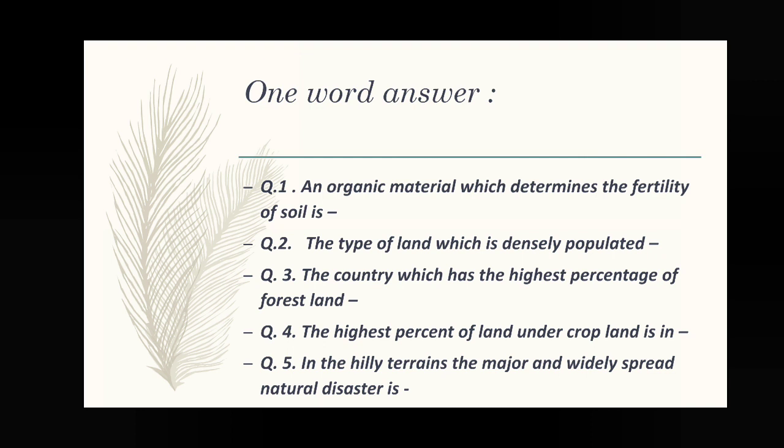Type of land means, here I want to give you the clue, that is plain, plateau, mountain. Among these 3 you have to decide. The country which has the highest percentage of forest land. Here you have to find out the name of the country which has the highest forest cover.